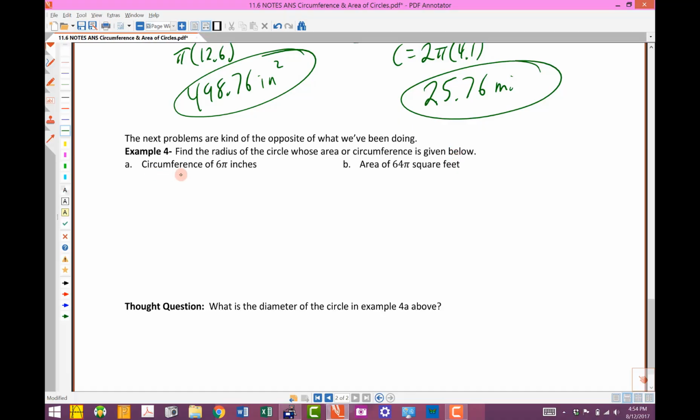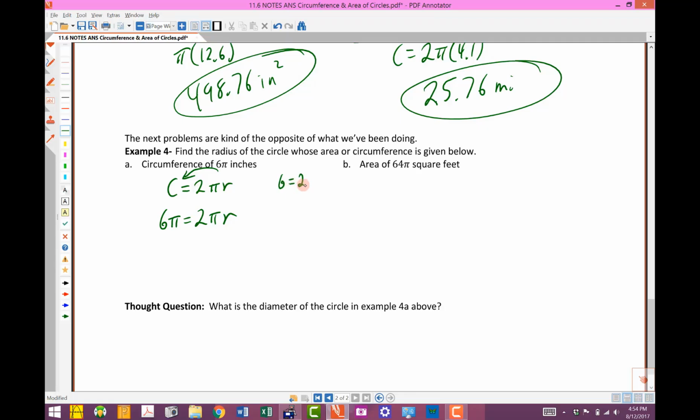Notice it talks about circumference, so let's remember what that formula is. The formula for circumference is 2 pi r. What it says is the circumference is 6 pi, so that is going to go right here. So 6 pi is equal to 2 times pi times r. Now this is a little bit interesting because we've got these symbols floating around, but let's say we were solving this problem.